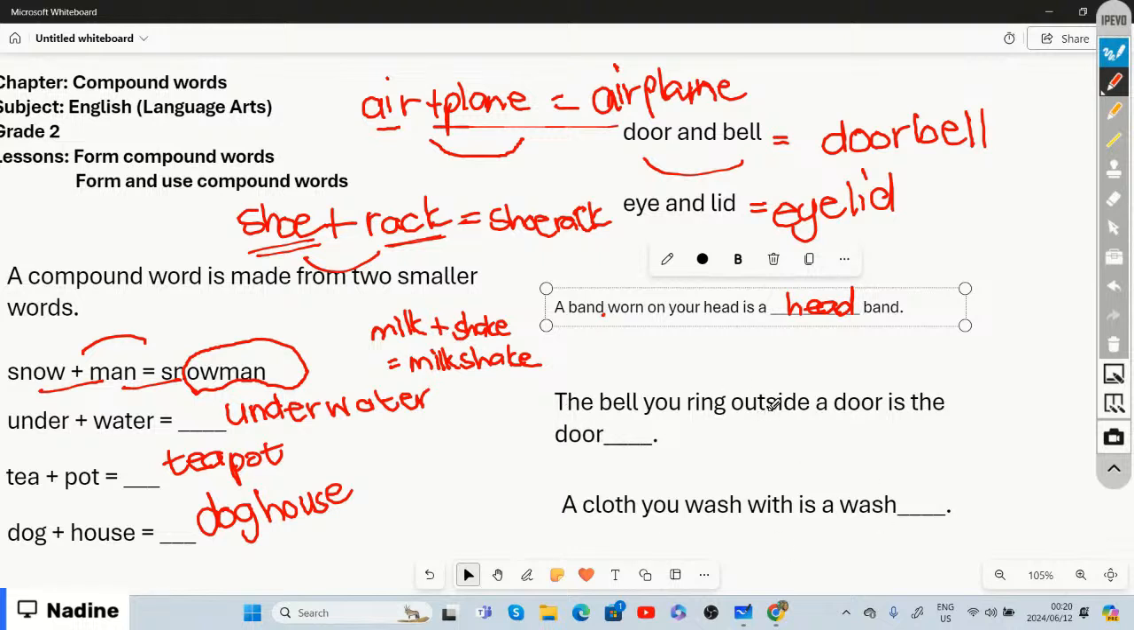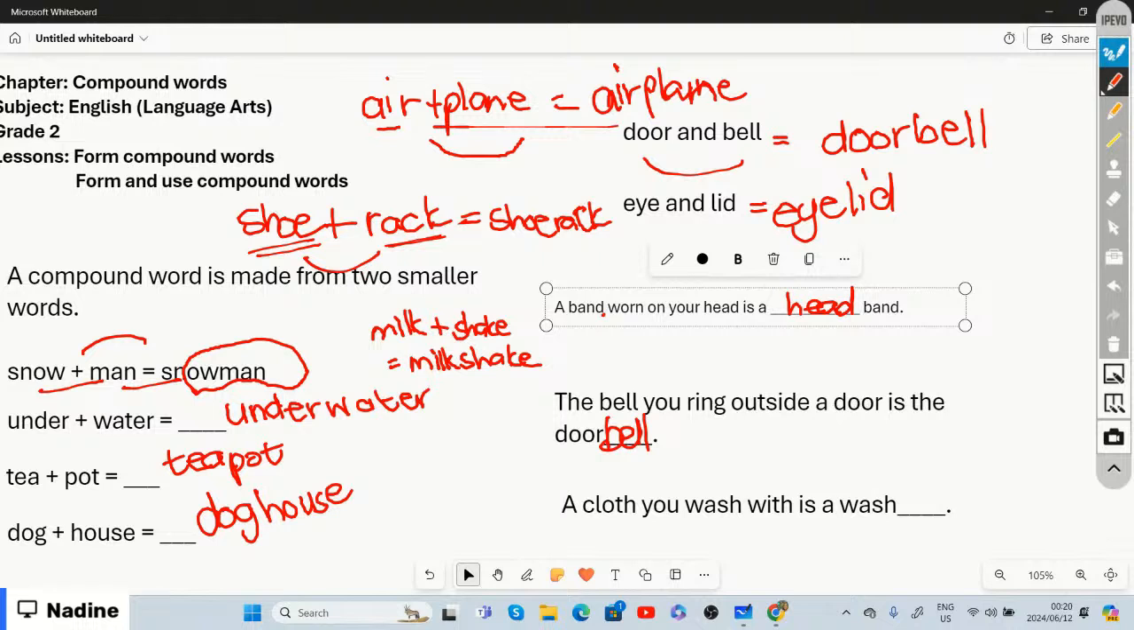Now, the bell you ring outside a door is the door what? So a bell that you ring outside a door. Yes, well done. It is a doorbell, right? Because that is a bell that you ring outside of the door, and we call that a doorbell.